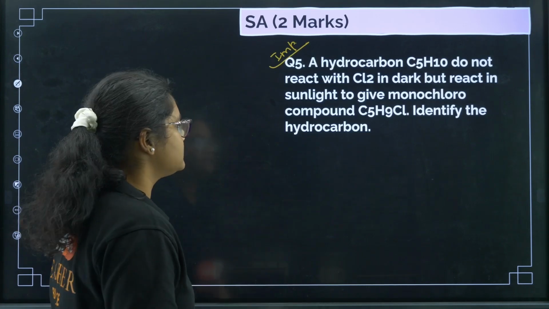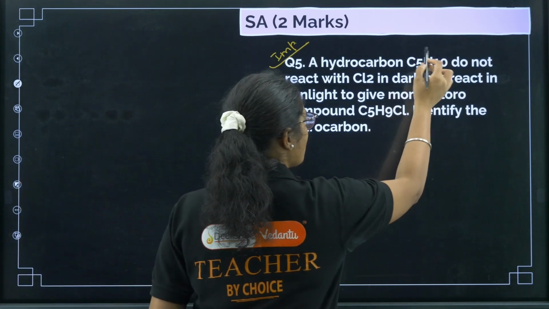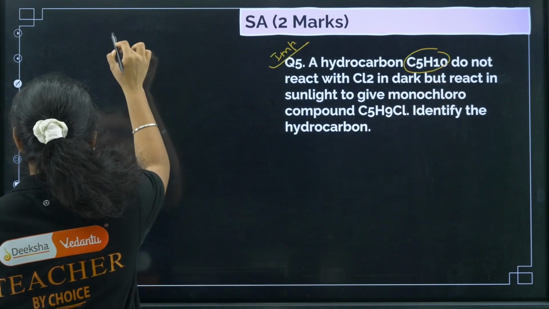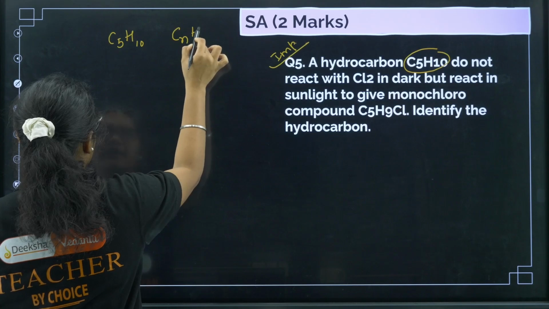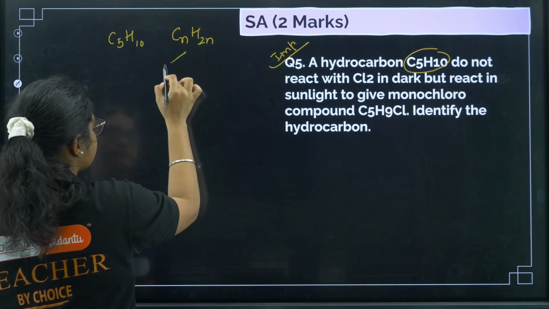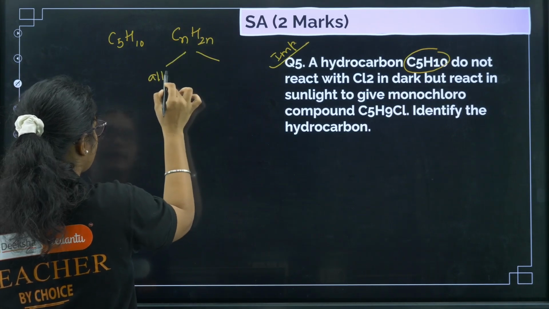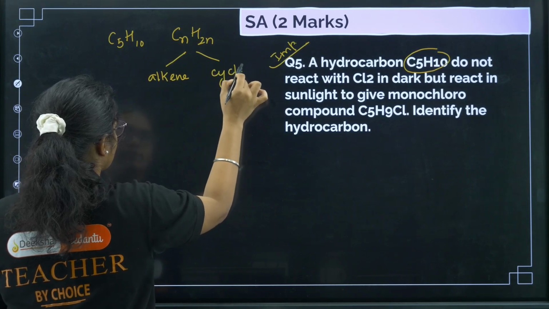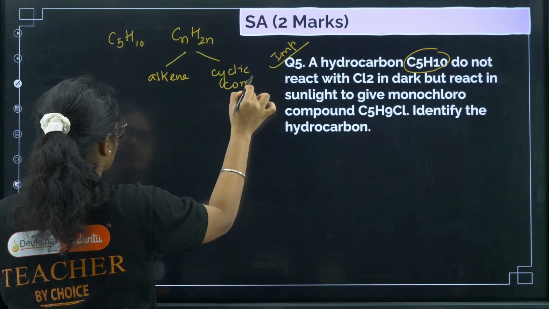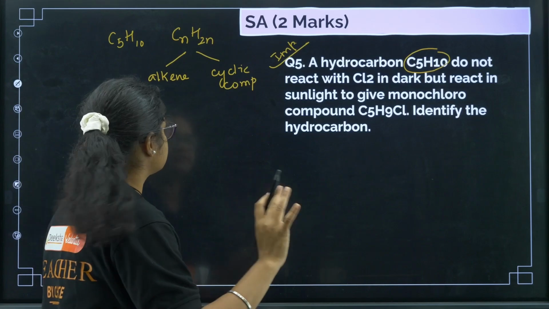Now if you see, the formula here is C5H10, right? This is of what formula? If you see, CnH2n. If CnH2n is there, then either it can be an alkene, or it can be a cyclic compound. That is the first thing we got.